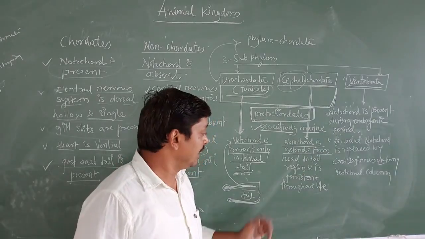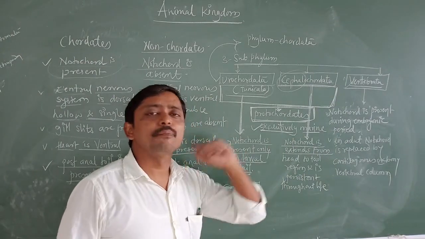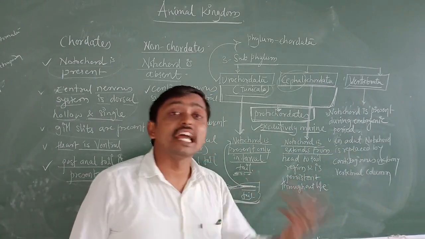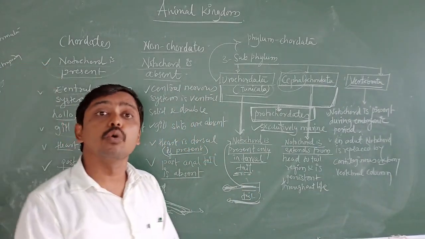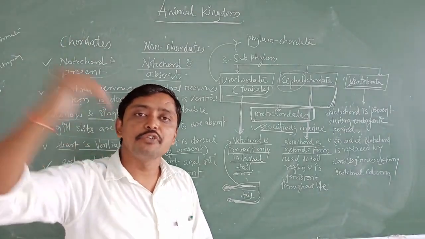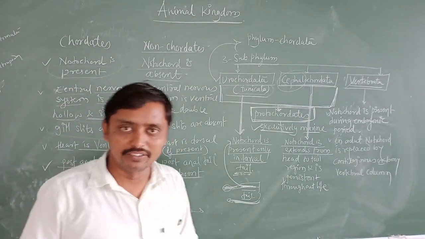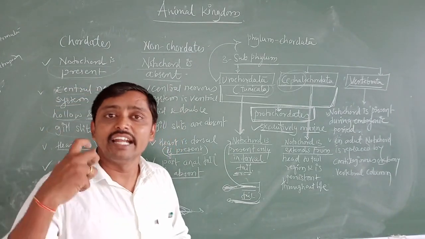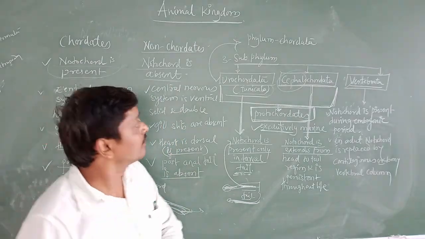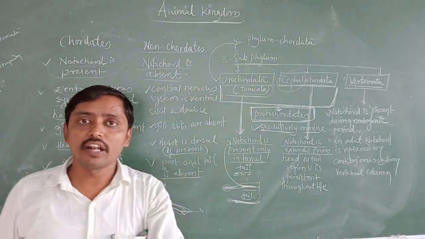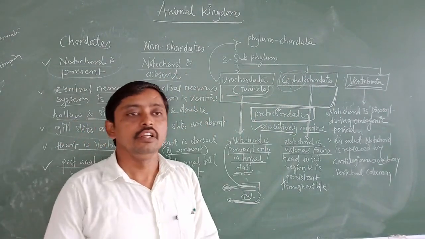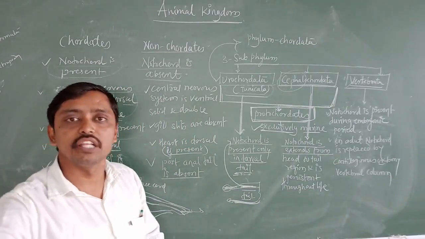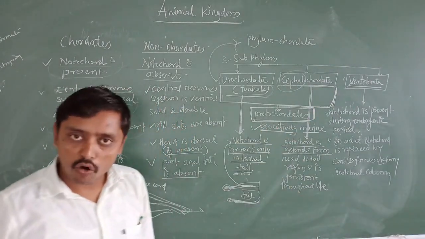Cephalochordates are nothing but the organisms in which the notochord extends from the head to the tail region and it persists throughout the life. It persists throughout the life, up to death the notochord is there, in the sense that it persists throughout the life and extends from head to the tail region. Those are called cephalochordates.